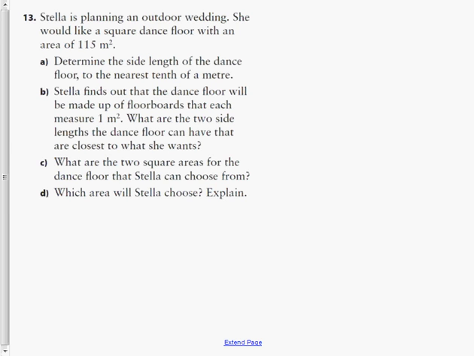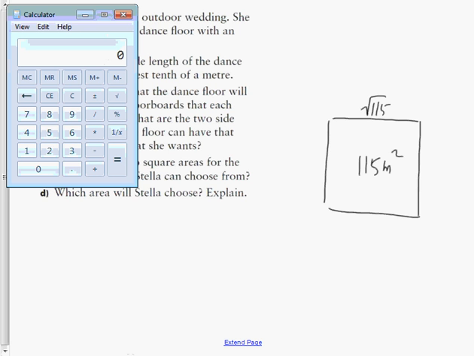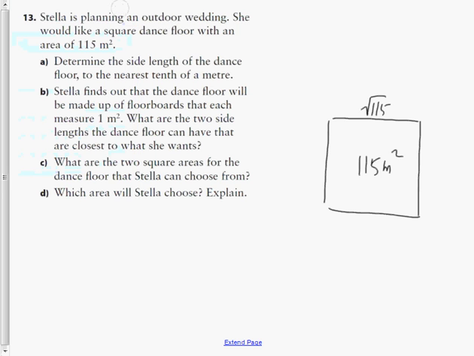But anyway, Stella wants a floor that is exactly 115 meters squared. It has to be square. Can't be rectangular. It has to be square. So if it's 115 meters squared, then the side length of this square will really be the square root of 115. So if I use my calculator and I go, what is the square root of 115? I know it's probably 10 decimal something. And it's 10 decimal 7. So the side length of this dance floor will be approximately 10 decimal 7 meters in length.